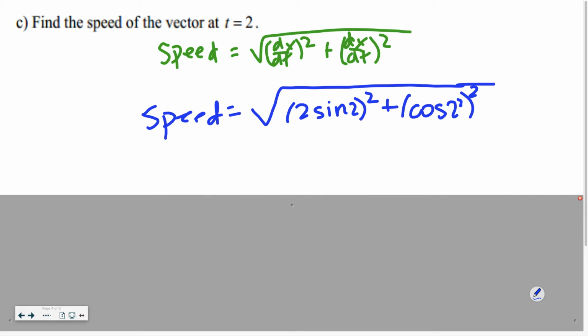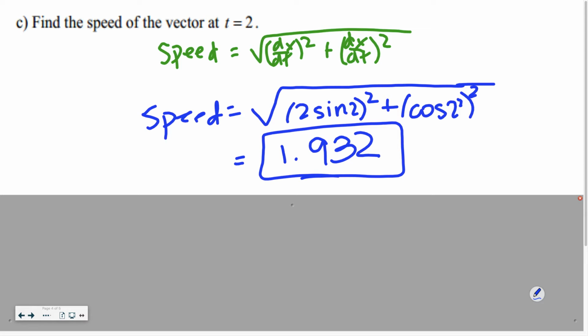Matthew, what's our speed? 1.932 units per second. Okay.